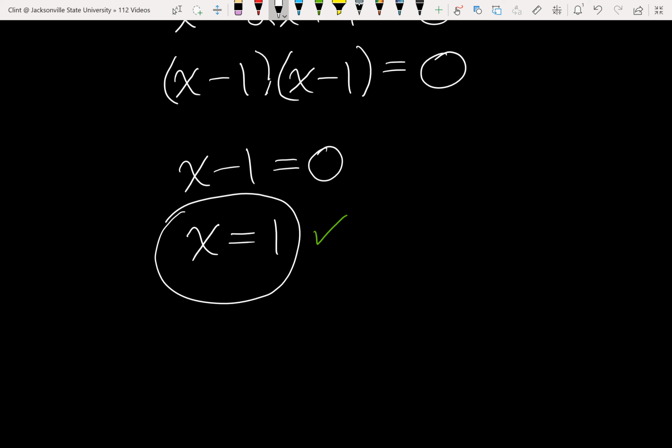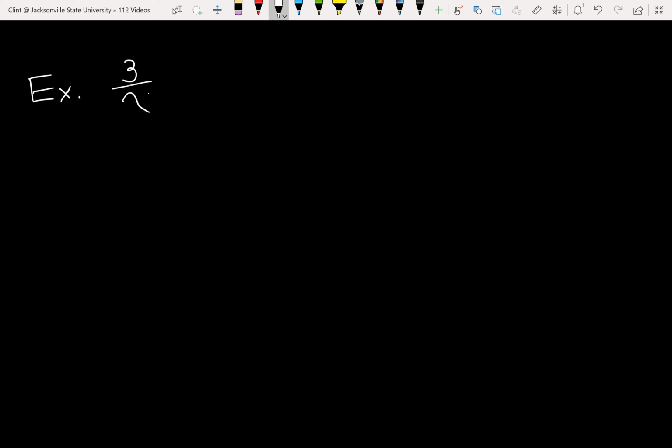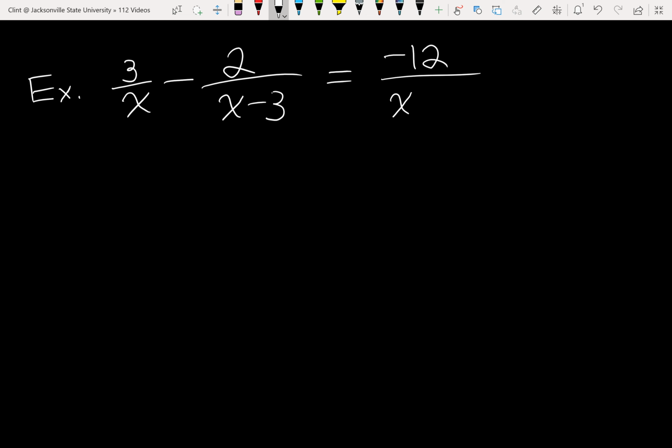Alright, so that one was a little easy because we only had one denominator. What if we have more than one denominator? We need to know how to do that. Okay, so let's look at one of those. Here we have 3 over x minus 2 over x minus 3 equals negative 12 over x squared minus 9. Oh boy, so 3 denominators this time.